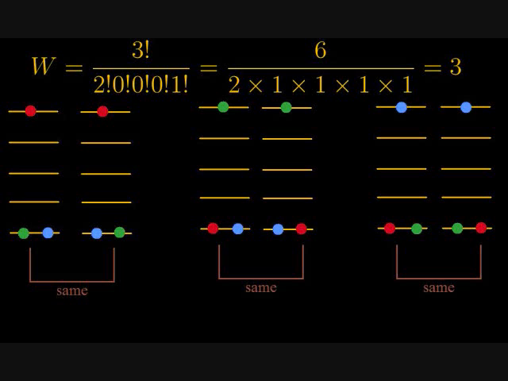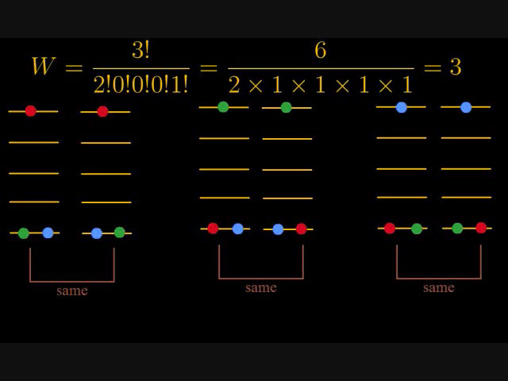However, microstates that differ by permutations of systems within a state are the same microstate. And there are 2 factorial ways to permute the systems in state 1 since there were 2 systems, and 1 factorial way to permute the systems in state 5 since there was 1 system in state 5. And 0 factorial ways to permute the systems in states 2, 3, and 4 since there were 0 systems in states 2, 3, and 4. Thus, the weight of the configuration is 3 factorial divided by 2 factorial times 0 factorial times 0 factorial times 0 factorial times 1 factorial.